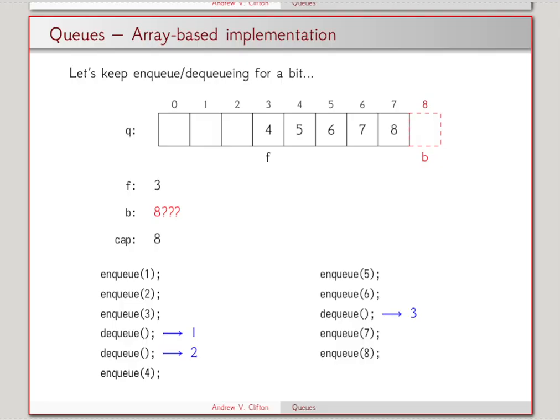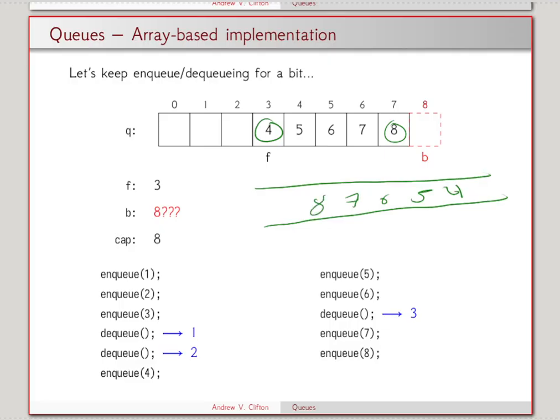So at this point, the front of my queue is 4, and the last element is 8. So my queue, if I were to draw it out, looks like this. It's 4 at the front, 5, 6, 7, and then 8 at the back. This is the front, and this is the back. But I can't put the back out here at index 8 because that's beyond the end of the array. So the back can't be that. We have to do something with B after this NQ right here.